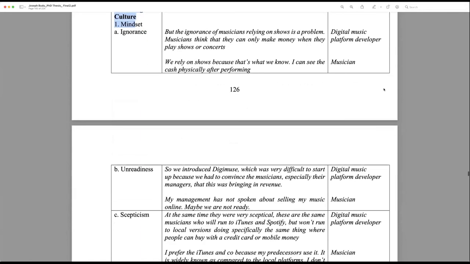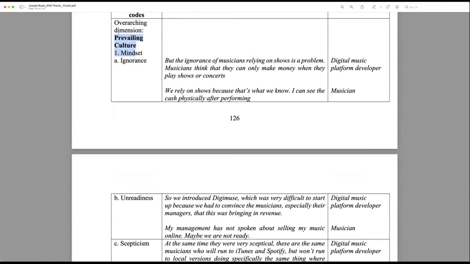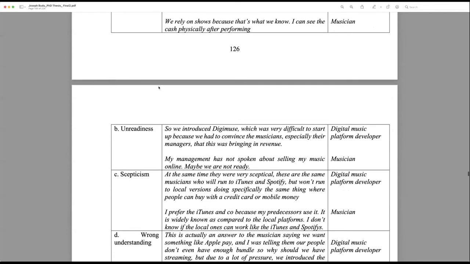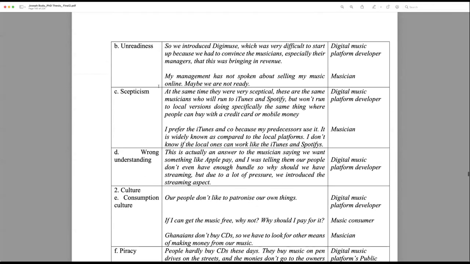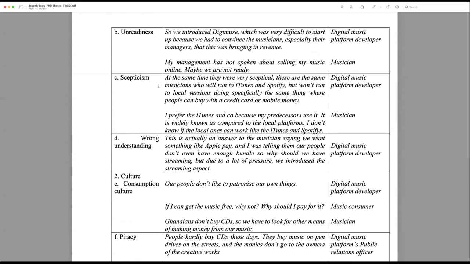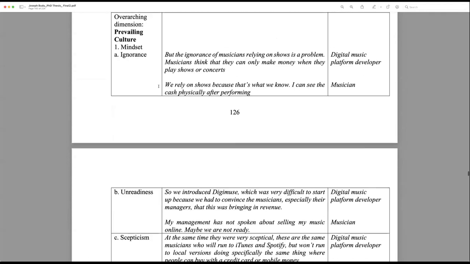Okay, now look at another thing here. You see, I didn't show all the data. Before the mindset was generated, he talked about ignorance and he talked about unreadiness. The two of them combined generated mindset, and that went on to generate prevailing culture. So that is one thing we should be very careful about. There are a lot of things being discussed here. One of them is mindset, and another one is culture. That's number two, culture.